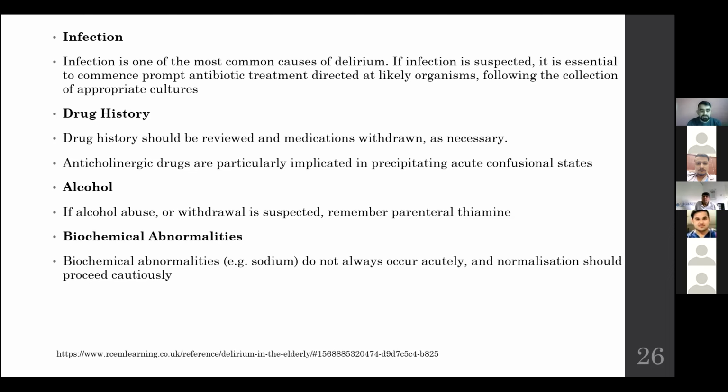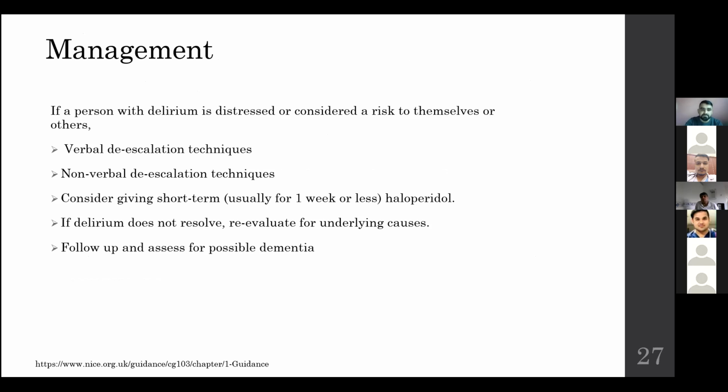We should ask about alcohol. If alcohol abuse is present, withdrawal is suspected, or delirium tremens is suspected, we should treat in that way. Also, we should remember parenteral thiamine in alcohol abuse. If there is any biochemical abnormality like hyponatremia, normalization should be done cautiously. These are the management of the cause of the delirium.